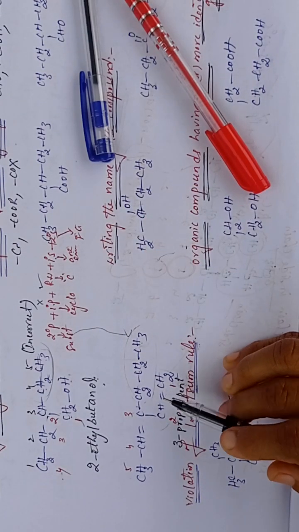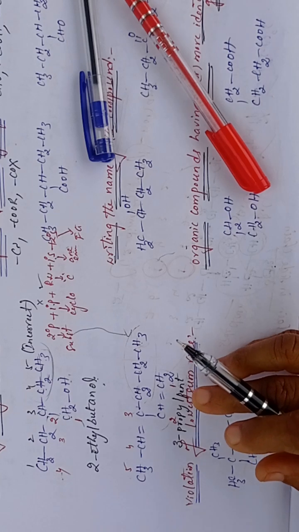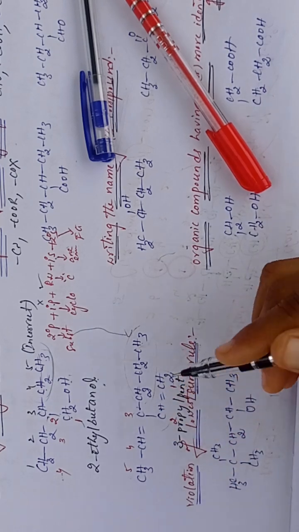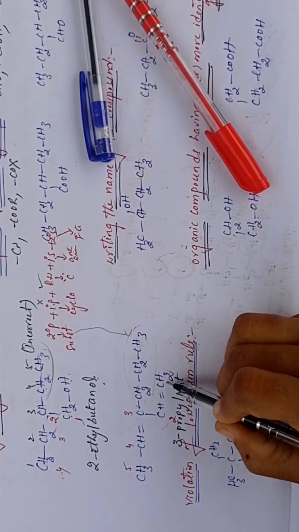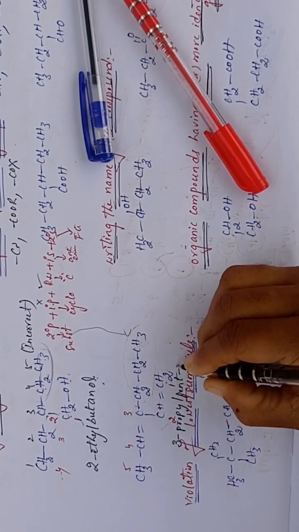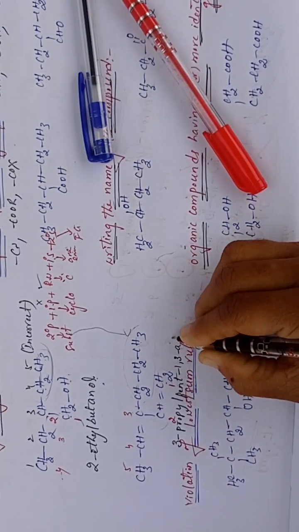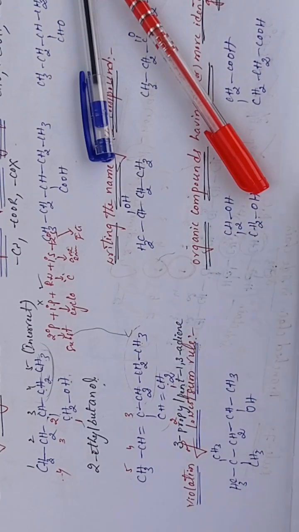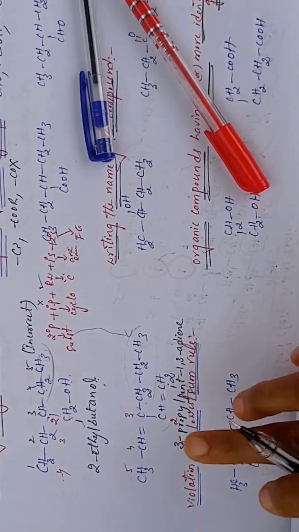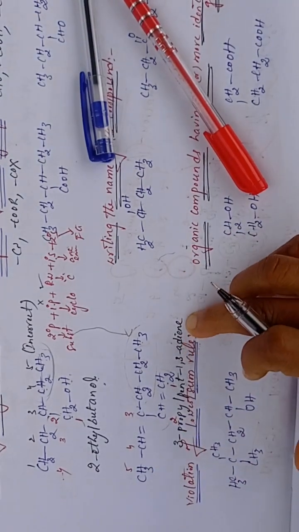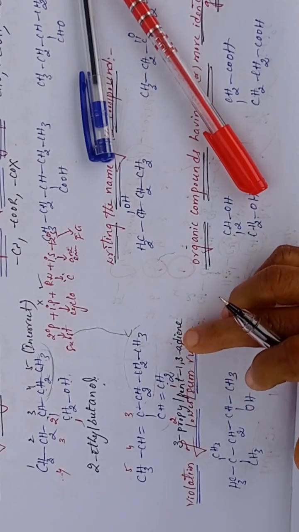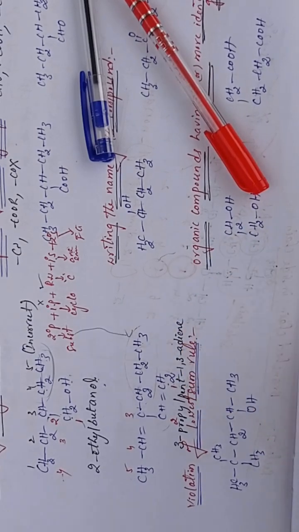2 double bonds means what do we have to write, students? A diene. But where are they? The double bonds are at the first carbon and the third carbon. Clear? Pent-1,3-diene. 2 double bonds means adiene. So this is the compound name.